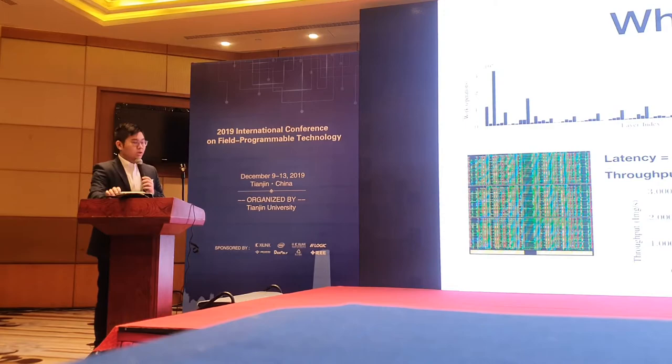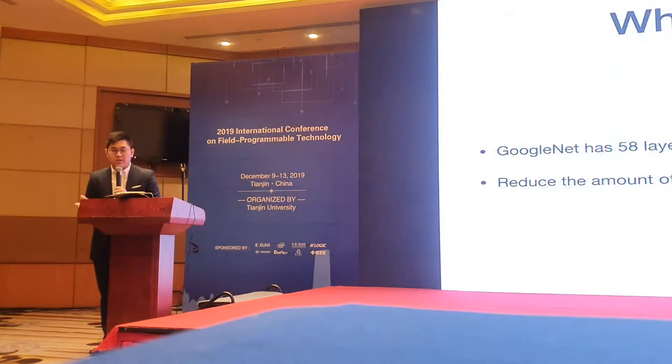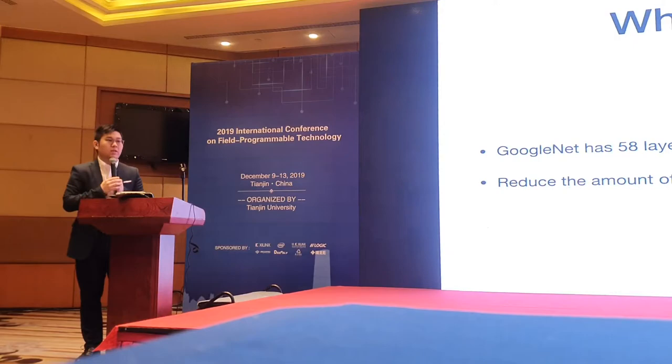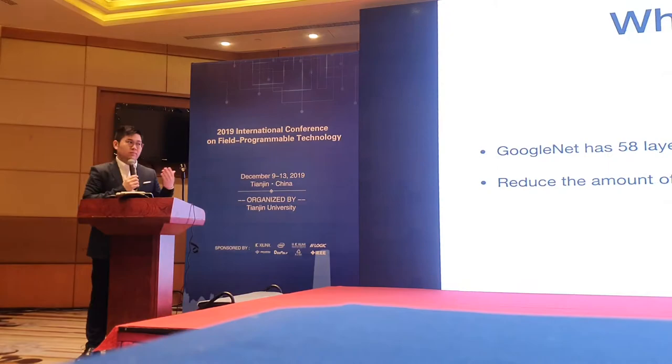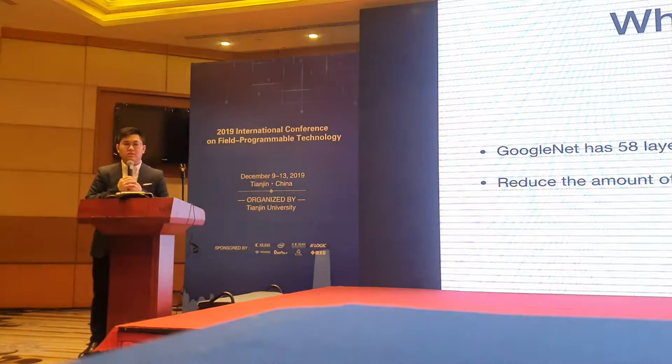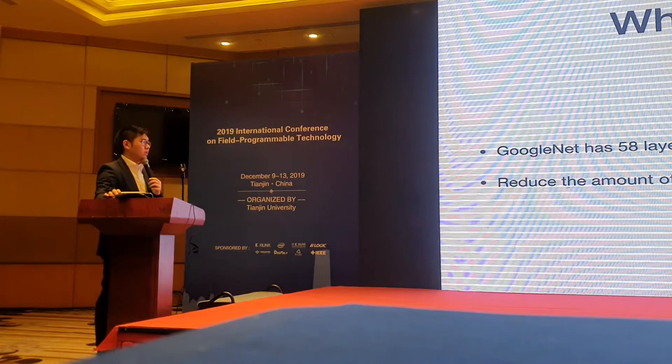The problem here is that even though this sounds already good enough, a lot of new convolutional neural networks are not like this. You cannot just determine how to partition by the amount of operations, and some layers are not really that scalable. Another question I want to ask is, GoogleNet has 58 layers. Do we want 58 partitions? We don't want that, so we reduce the number of partitions by grouping layers together.